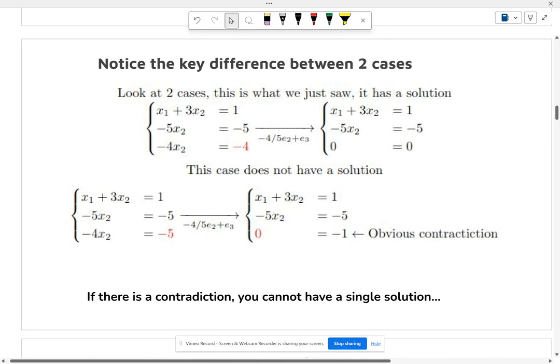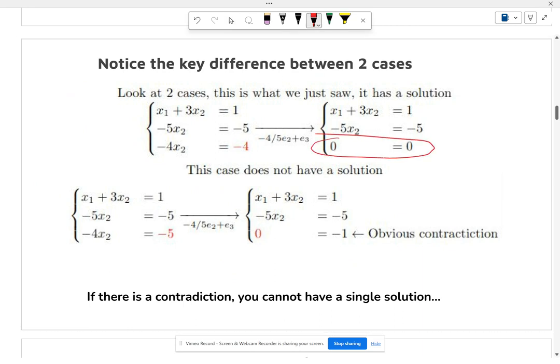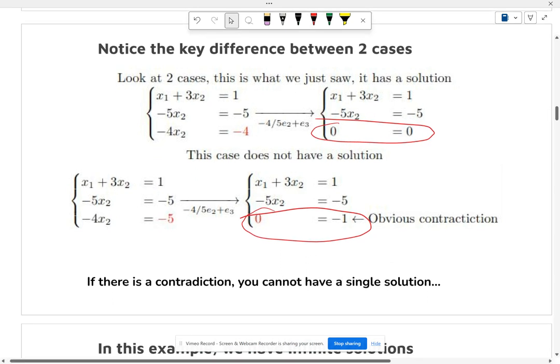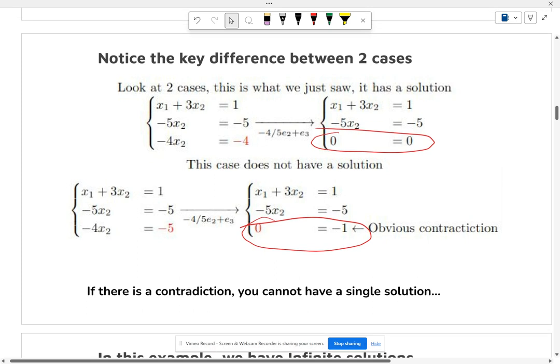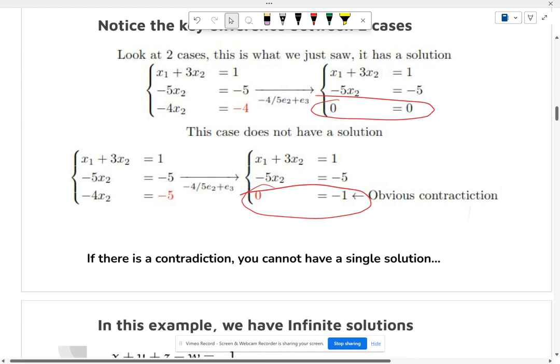Okay, now notice the key difference between the two cases. In one case, there's a statement that says 0 equals 0. No contradiction there. In another case, 0 equals minus 1. You can't have that, right? So as soon as you have a contradiction, it means you can't have a solution that satisfies all the equations.